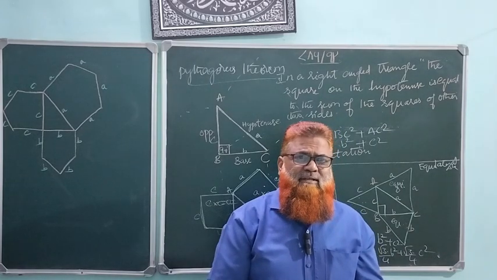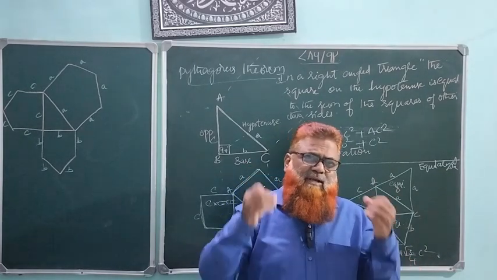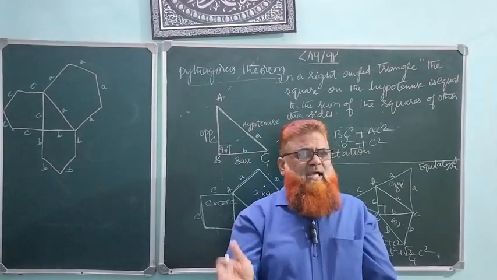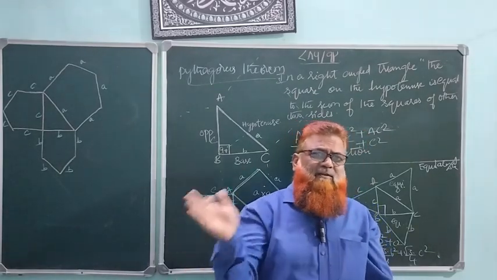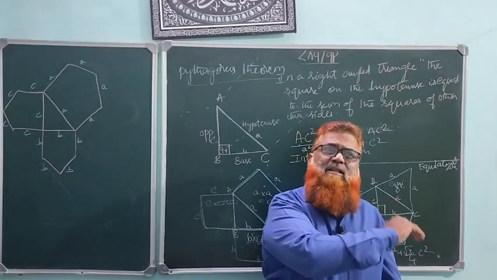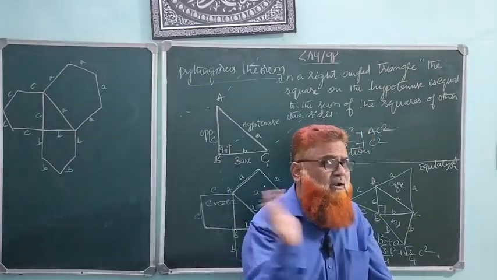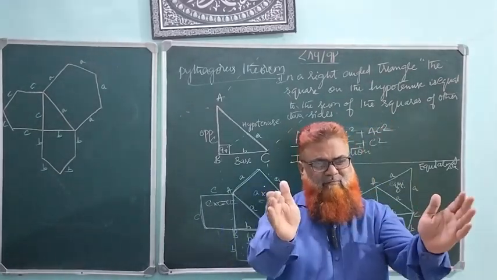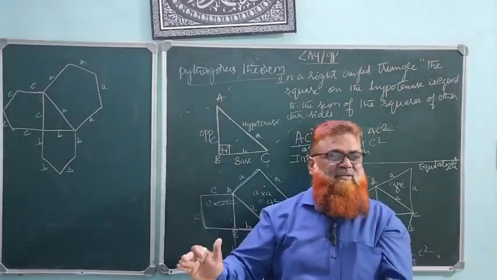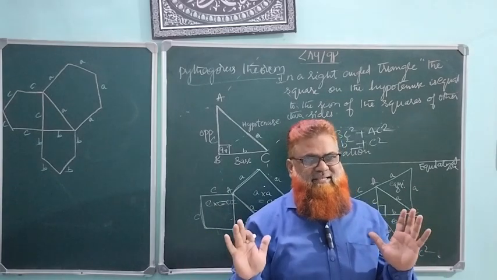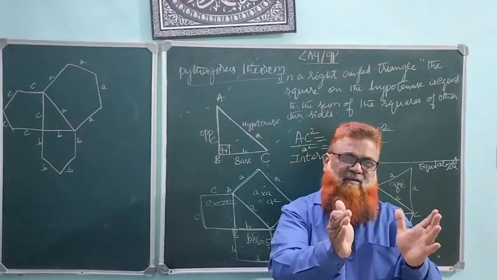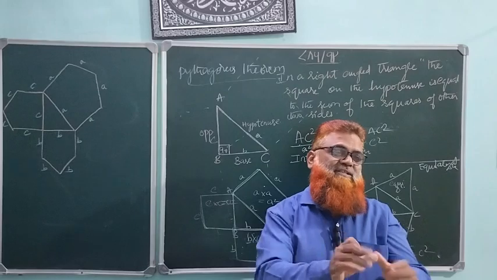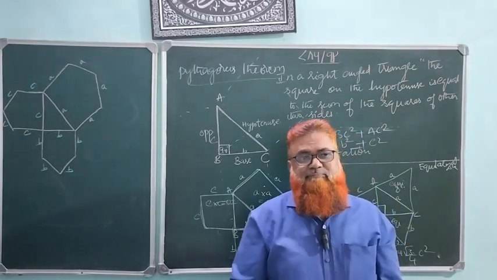Not only a square on the hypotenuse, you can imagine and give a statement: an equilateral triangle on the hypotenuse, a regular pentagon on the hypotenuse, a regular hexagon on the hypotenuse, a regular octagon on the hypotenuse. Octagon is not a regular polygon, that's why we will not consider it here, nor regular nonagon, decagon and everything. Then the area of the polygon on the hypotenuse is equal to the sum of the areas of the same polygons on the other two sides, isn't it? I hope you follow my point.